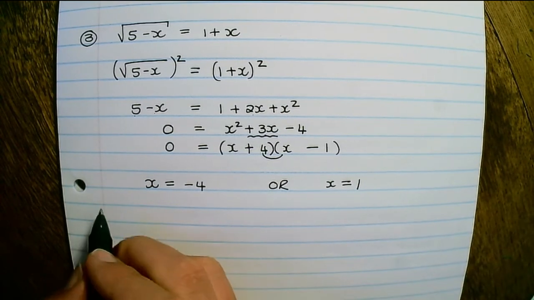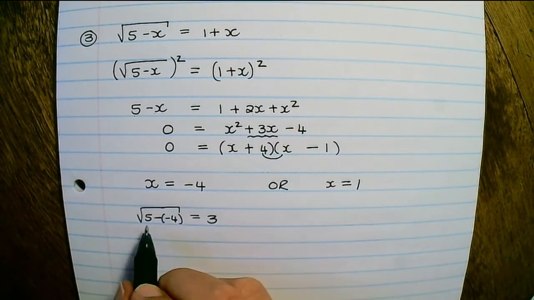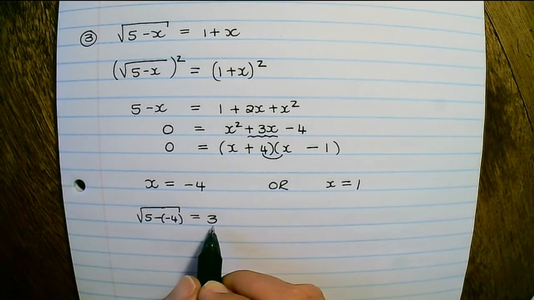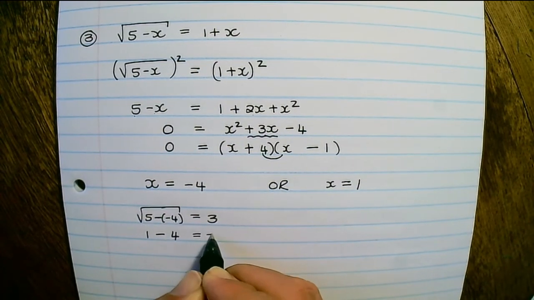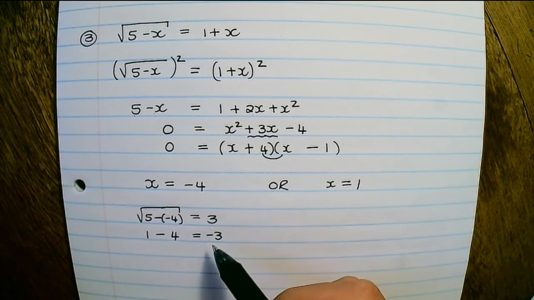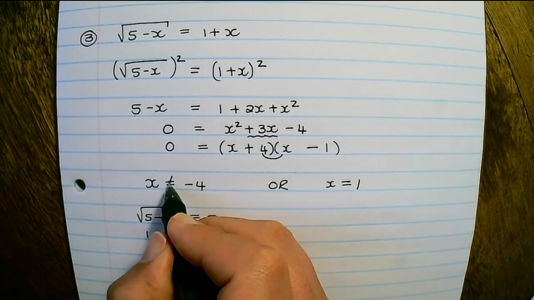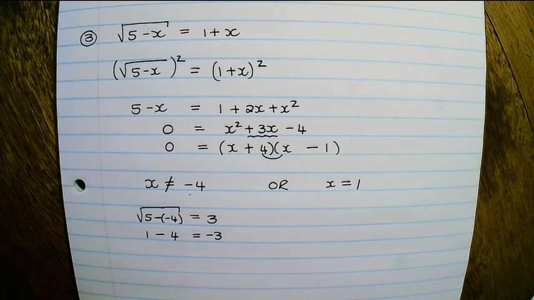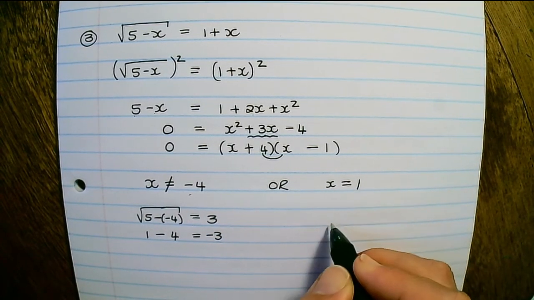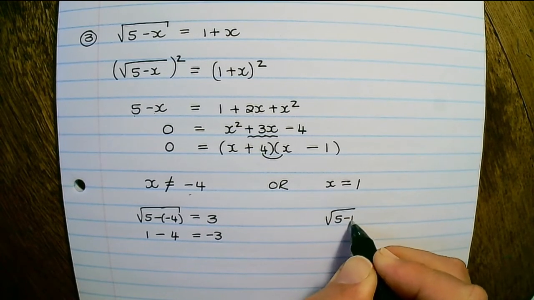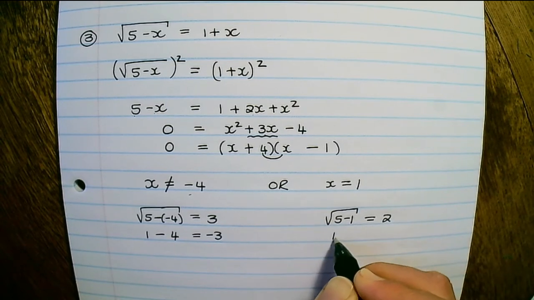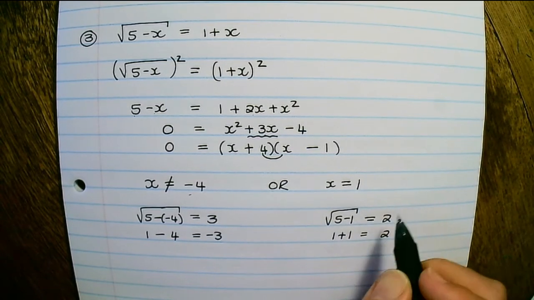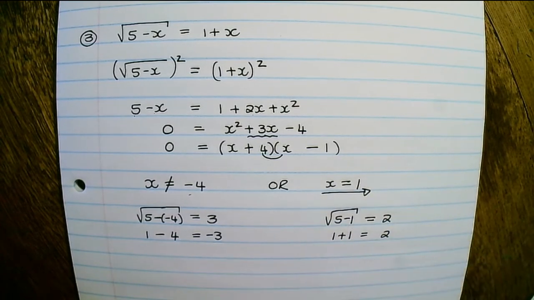And I can check again, and you can use your calculator. So it is the square root of 5 minus 4, so it's the square root of 9, which is equal to 3. And on the right hand side, I have 1 minus 4, and that is equal to negative 3. And these two values are not equal to each other, so therefore x cannot be equal to negative 4. And for x equals 1, it is the square root of 5 minus 1, which is the square root of 4, which becomes 2. And then 1 plus 1, which is also equal to 2. Therefore, x is equal to 1.